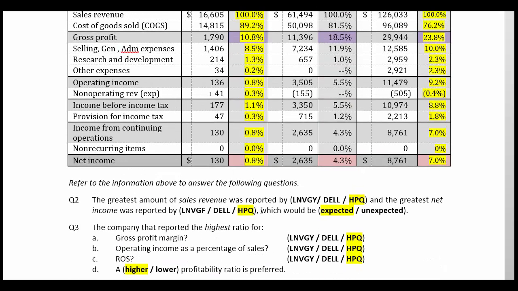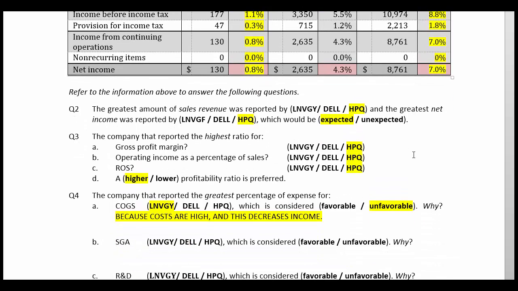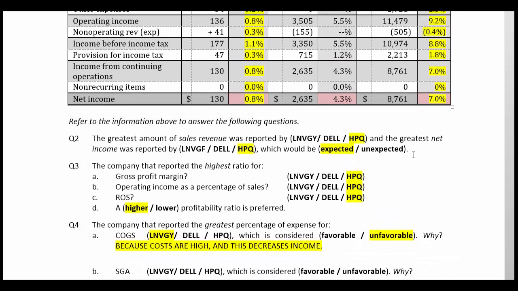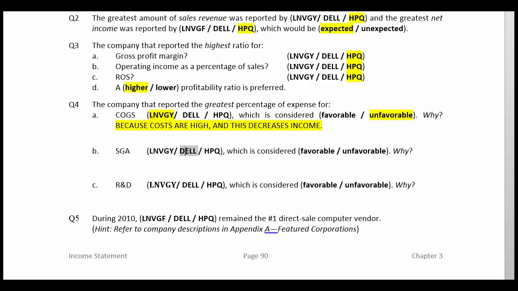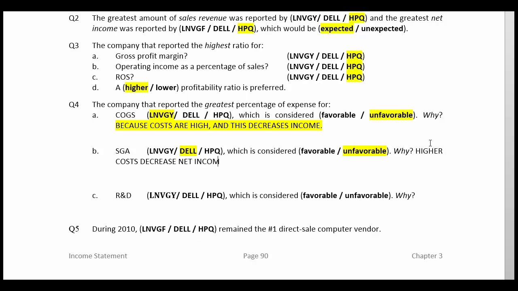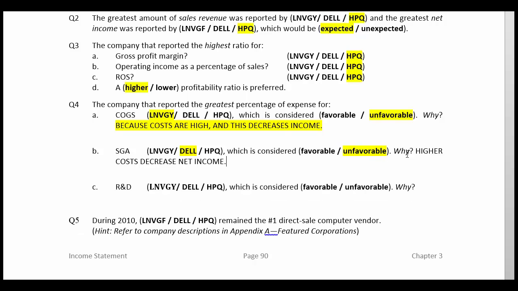Regarding selling general administrative expenses, you can see it's 8.5% for Lenovo, 11.9% for Dell, and 10% for Hewlett-Packard. So which company has the greatest percentage of expense for SG&A? The answer is Dell. And this is considered unfavorable because, again, higher costs decrease net income.